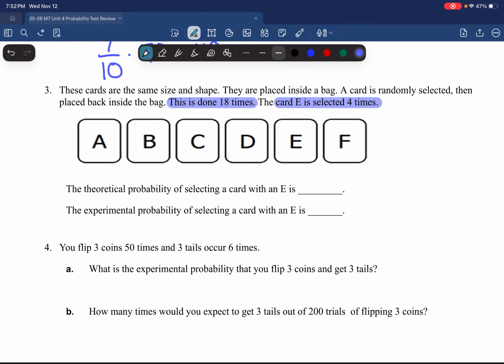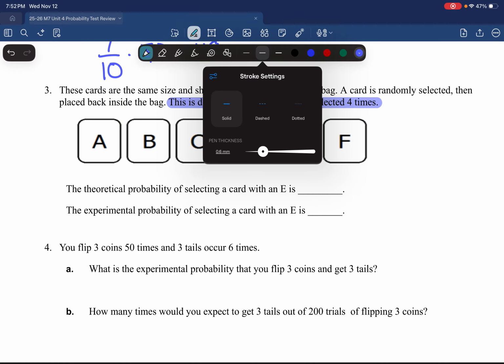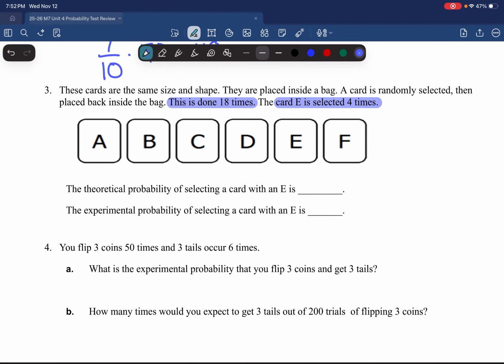All right, the theoretical probability of selecting a card with E is what? There's 1, 2, 3, 4, 5, 6 cards, so that's going to be 1 out of 6. All right, the experimental probability of selecting a card with E. For my experimental probability, I got E 4 times out of 18. Can you reduce 4/18? Yes. It's going to be 2/9.